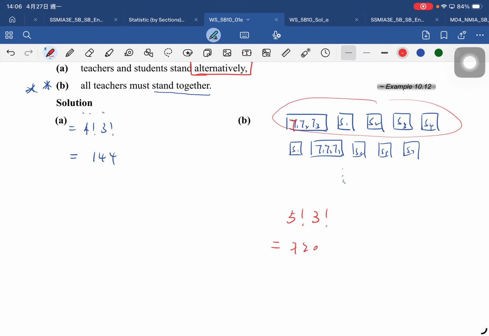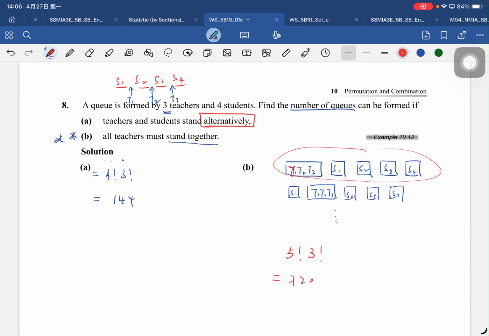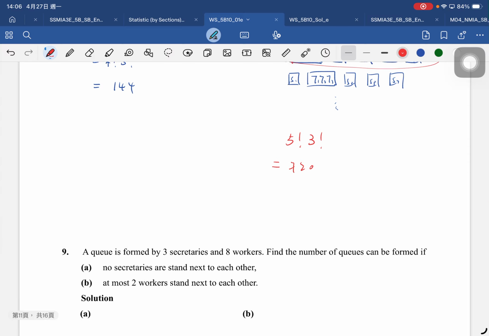Please remember these two special calculation methods. One is separation, and then the second one should be grouping them. So make sure you bear in mind these 2 special cases.